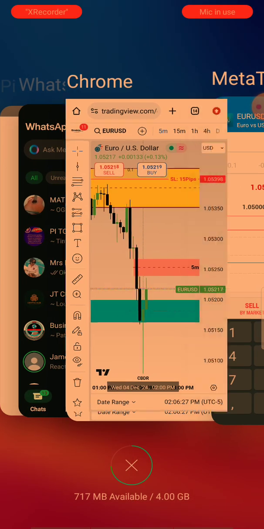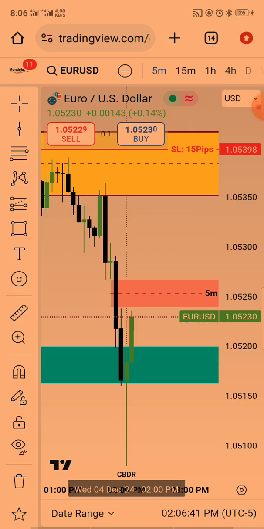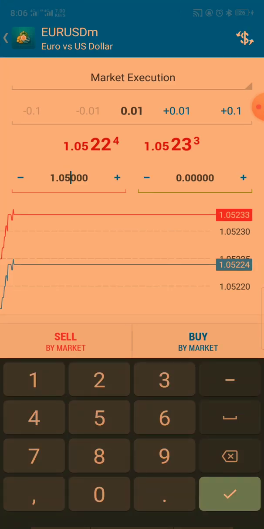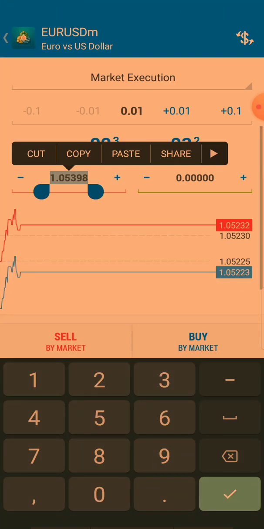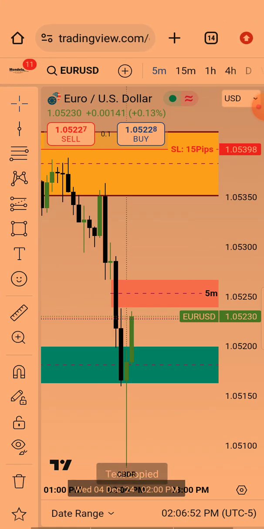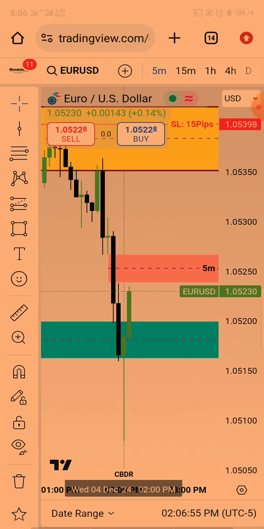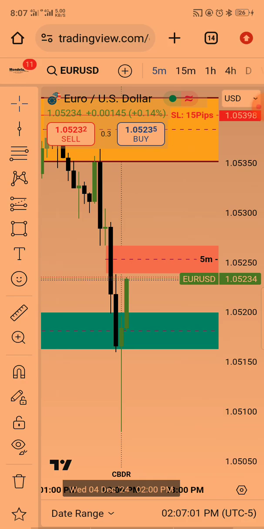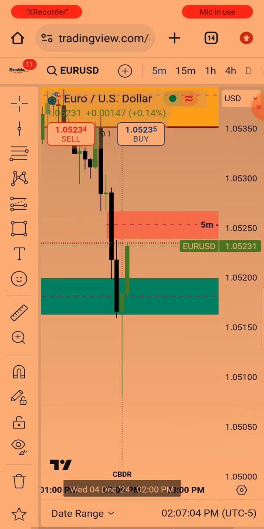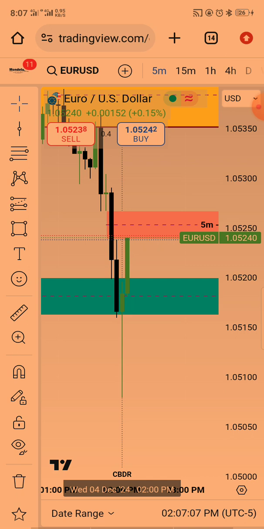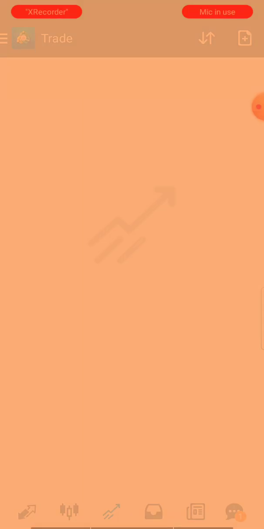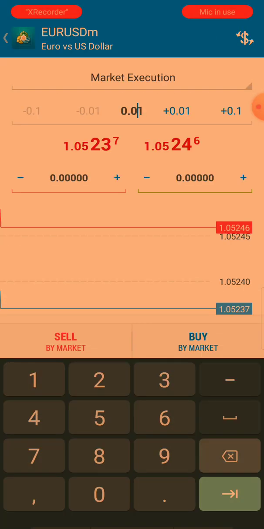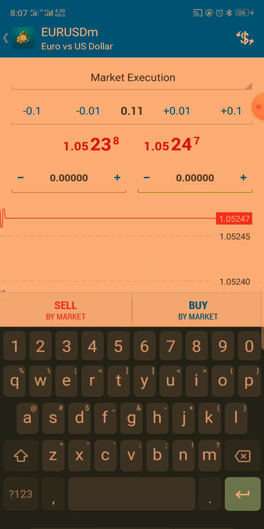1.05398. Let me check it again. I think it's almost there now. I'm waiting for it. It needs to enter that place first before I get in. Once it enters there, I will get in. Okay, it's there now. So let me get in. I'm going to sell it now.